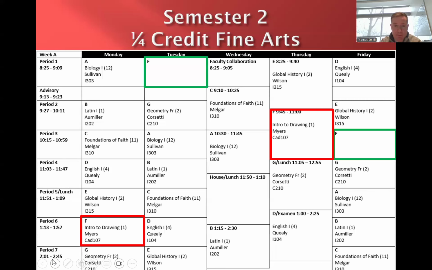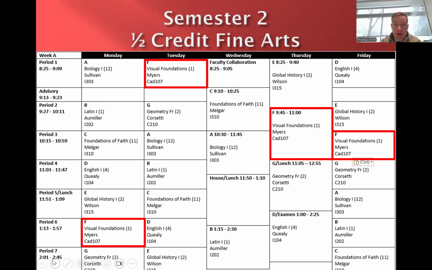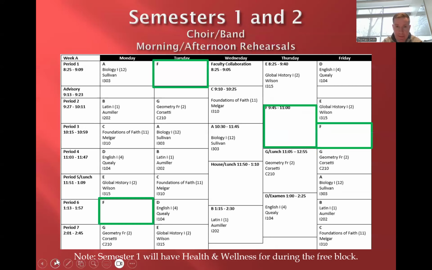All right. If he does a half credit fine arts class, like theater foundations or visual foundations, you can see here he doesn't have a free period built into his schedule anymore because that class will meet every day like any other class. But again, only for a semester. It's not all year. And then if you did choir or band before or after school, you can see that he still has a free period during the day because he's taking his fine arts outside the school day. All right, so those are the fine arts options.